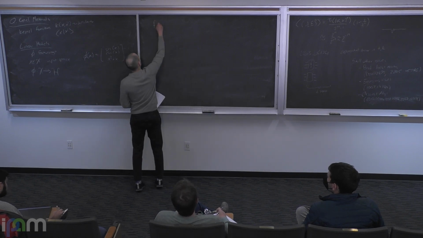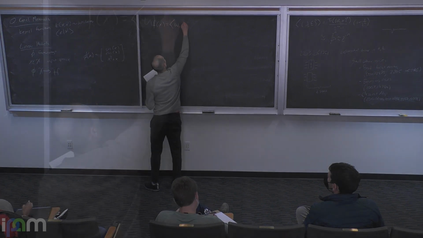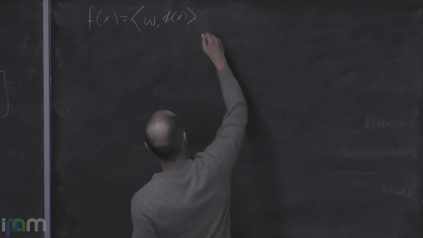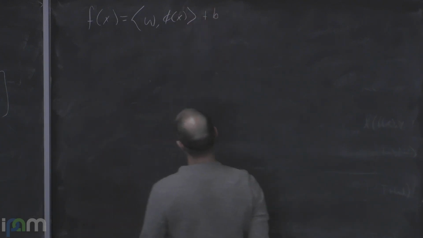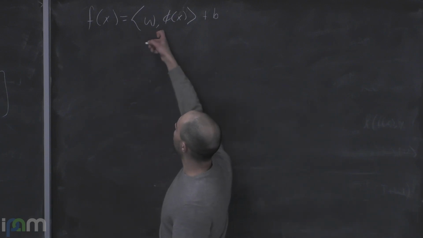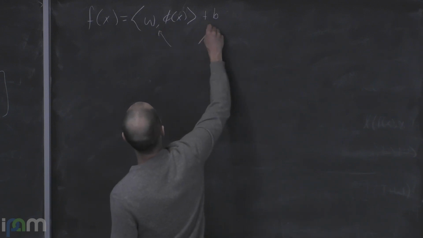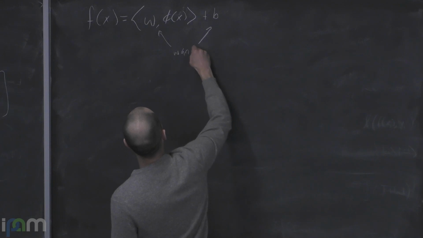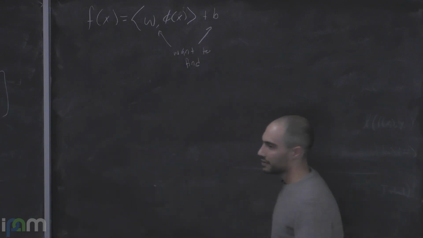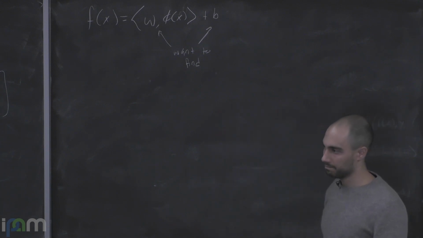So all the models we're going to look at take the form w times our feature map of x, plus some b. So they're all linear. And these two, our w and our b, are what we want to find. Learning basically consists of finding the optimal w and b.